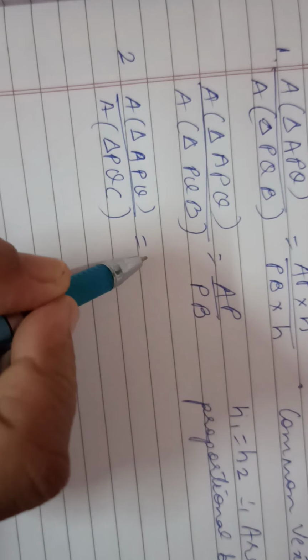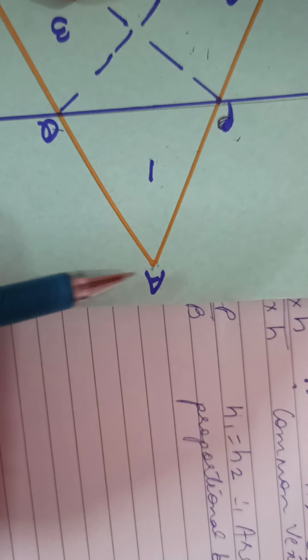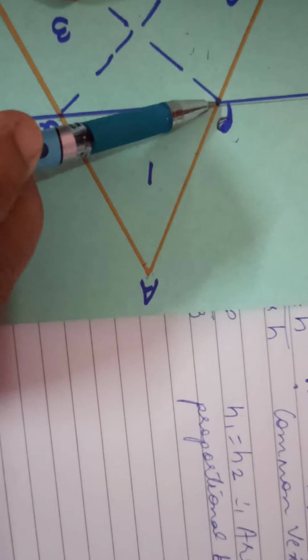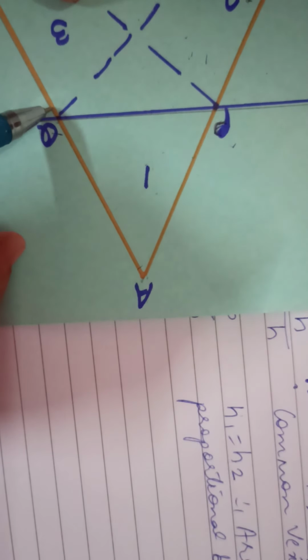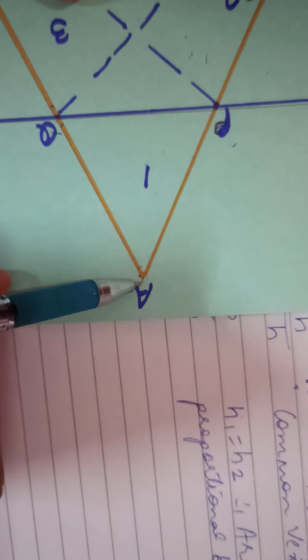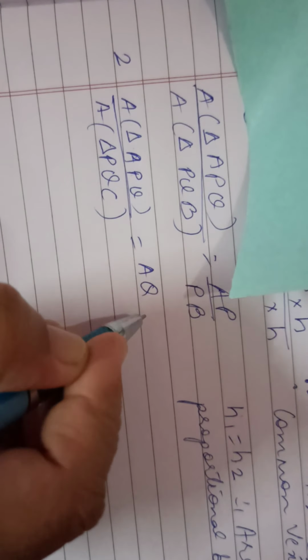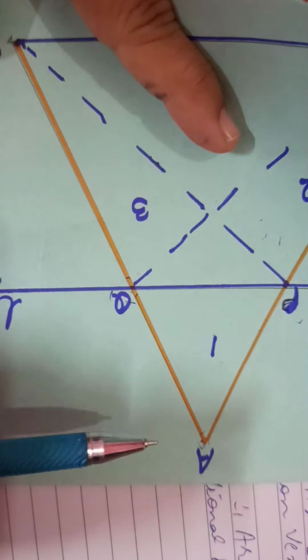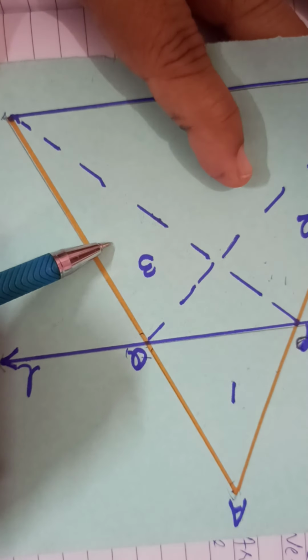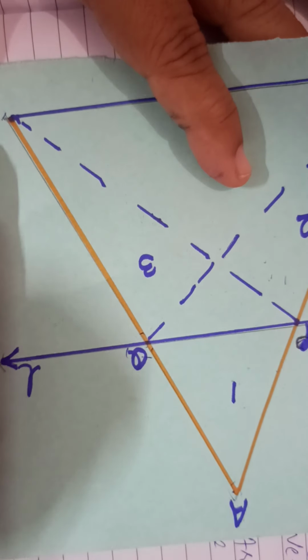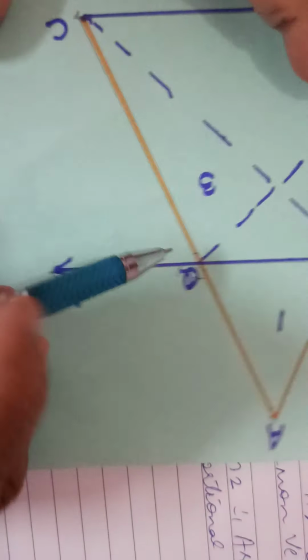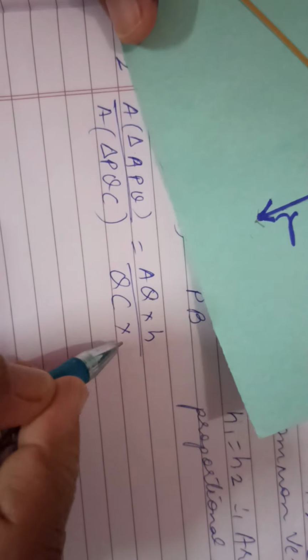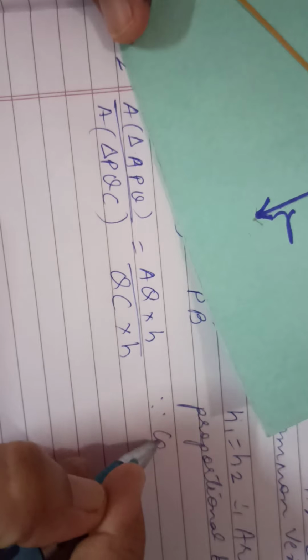What we get? Base into height and base into height. What is the base of APQ? Triangle APQ, base here is AQ. They have common vertex P, so they will have common height. So we get AQ into say common height H. Similarly, the base of triangle PQC is QC into common height H.